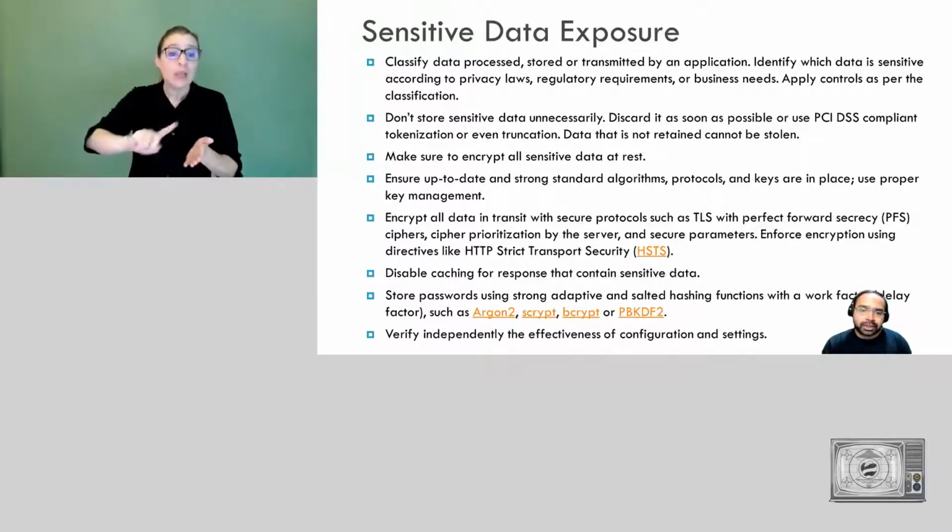Then ensure up-to-date and strong standard algorithms and protocols. Then disable caching for responses that contain sensitive data, then enable HTTP Strict Transport Security, that is HSTS, or HTTPS, then store passwords using strong adaptive and salted hashing functions with work or delay factors such as Argon2, scrypt, and bcrypt, etc.